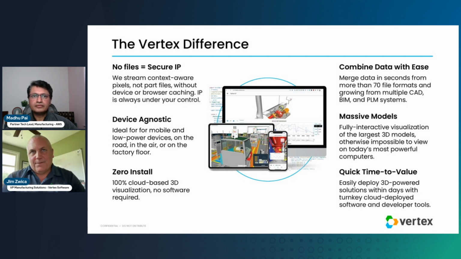And then the other good part of this is that the way we build out our architecture, we can have truly massive models. So we can have millions of BOM lines, billions of polygons, and it'll all work together seamlessly, again with no restriction on device. So you don't need a huge computer with a big GPU in order to do that.